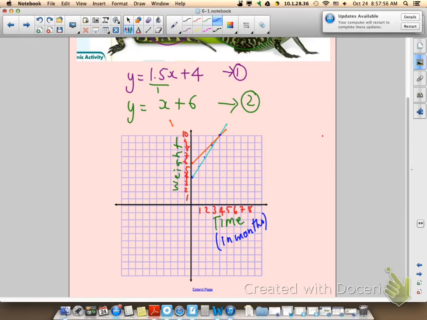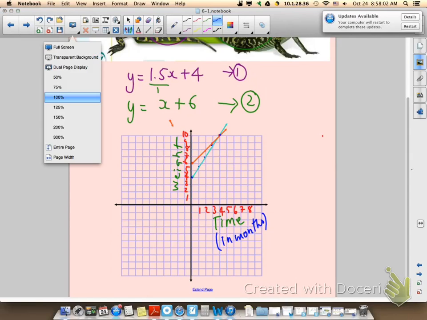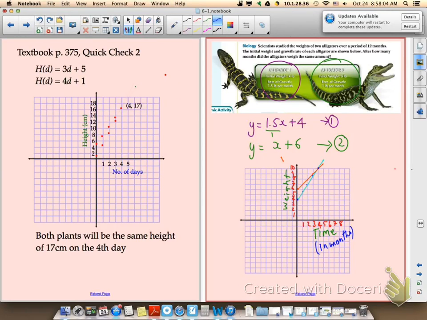Now, how do I prove this? You plug in. Okay, so you're going to plug in. So let's rewrite the equation.